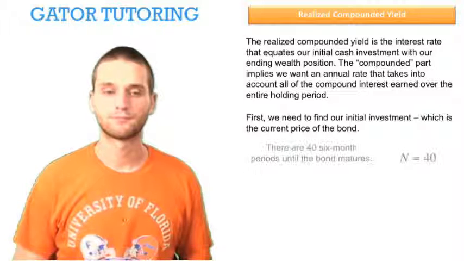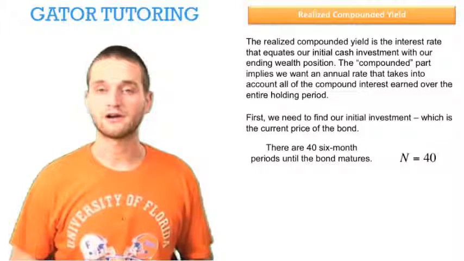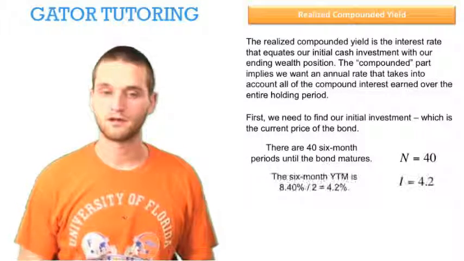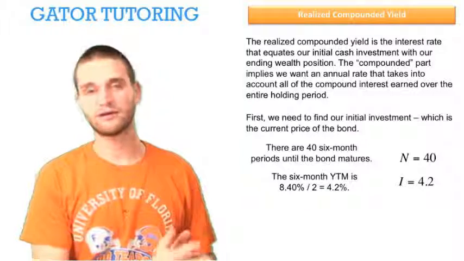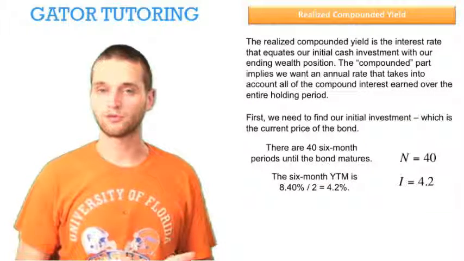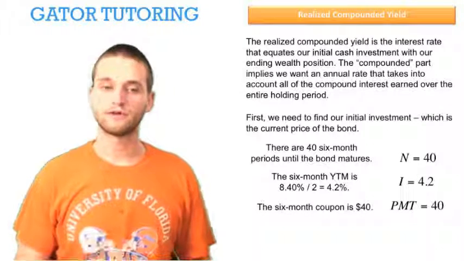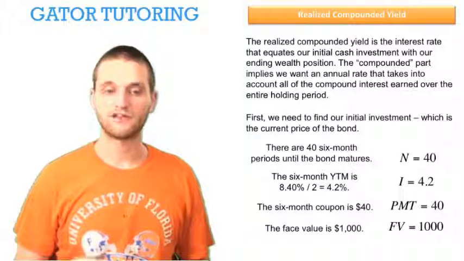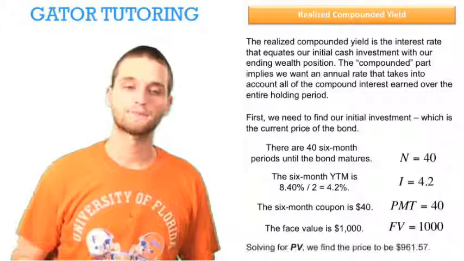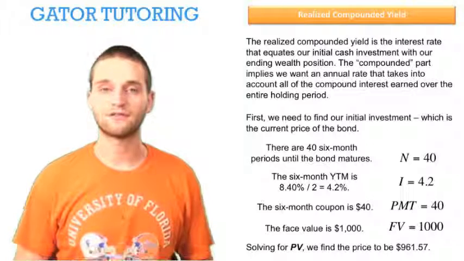bond. There are 40 6-month periods until the bond matures, so we enter in 40 as N. The 6-month yield to maturity is the annual 8.4% divided by 2, or 4.2%, so we enter that in for the interest rate. The 6-month coupon is $40, so we enter that in for the payment. The face value is $1,000, and we find the present value to be $961.57.